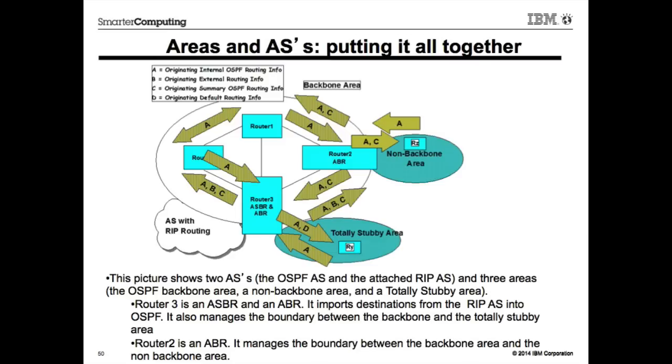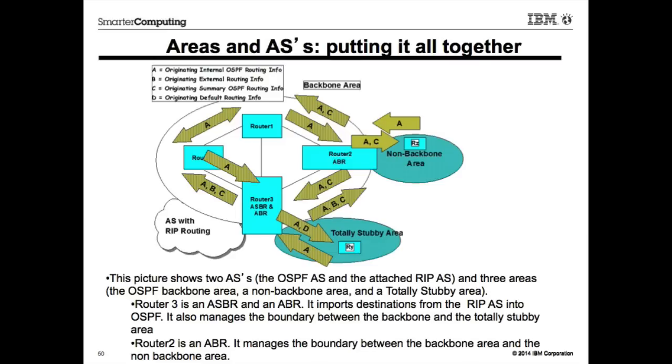This is what he sends to his destinations. Now go down to the lower right-hand corner and look at the totally stubby area. You see that the area border router advertises into the totally stubby area its own interfaces that are within the totally stubby area, but it has a D instead of a C, which means it simply advertises a default route into the totally stubby area, telling everybody in the totally stubby area, just go to me to reach every destination not in this area.